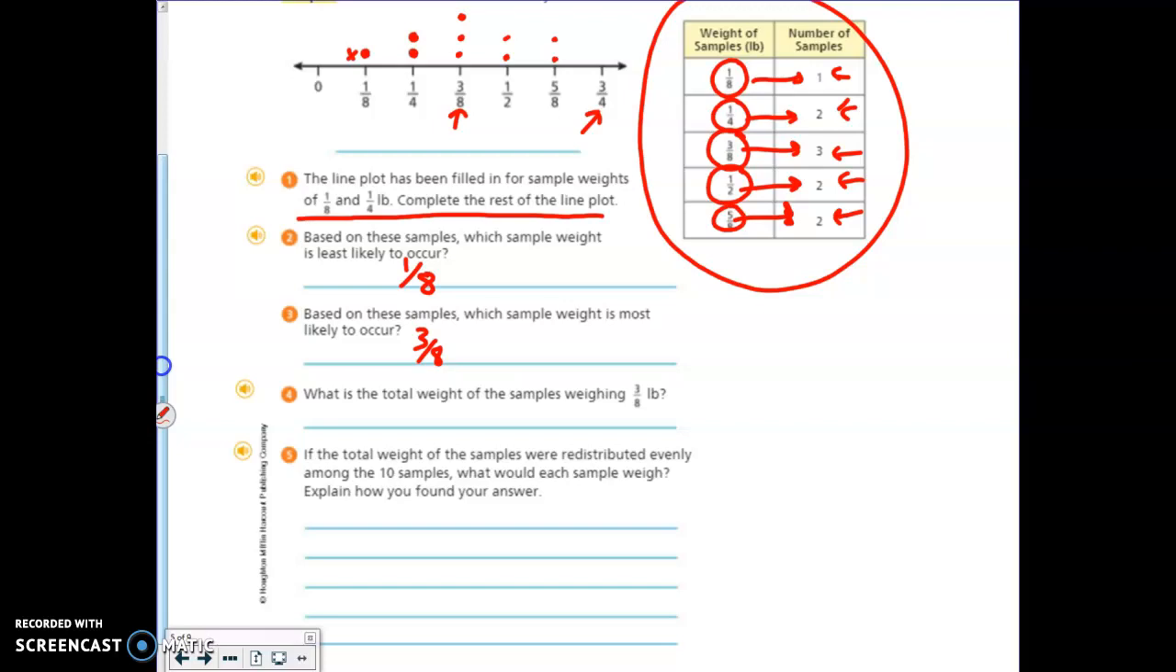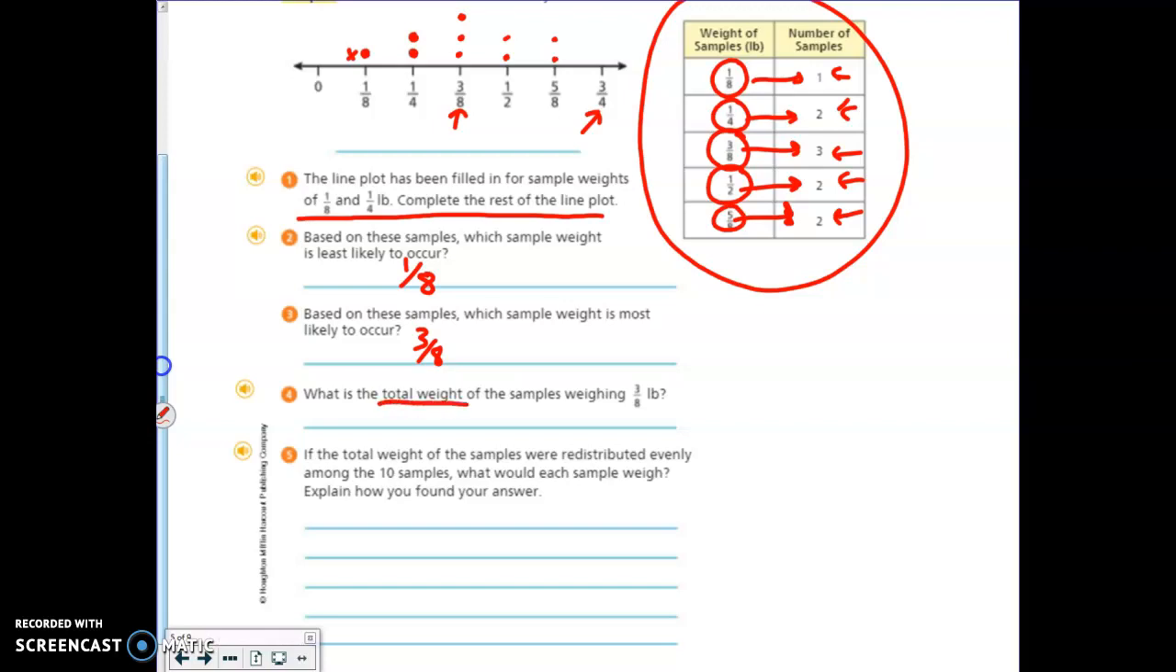And then for number 4, what is the total weight of the samples weighing 3/8 of a pound? Now, this is where we really do have to understand, again, our concepts of how to add fractions, subtract fractions, multiply and divide if we need be. We haven't really done much with division, but those kinds of concepts, guys, can still come into play on these types of questions. So here it says total weight.